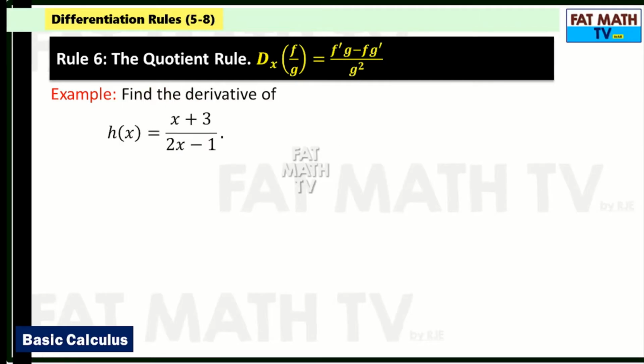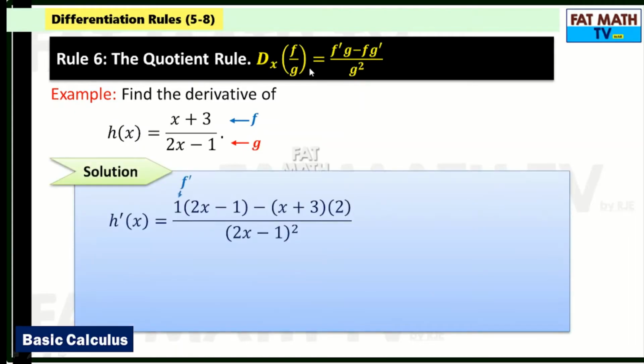For example, you're asked to find the derivative of h of x equals x plus 3 over 2x minus 1. So the numerator here is x plus 3, that is our f. And the denominator is 2x minus 1, that is our g. So in applying this quotient rule, you really need to memorize the formula. Okay, the derivative of the numerator, derivative of x is 1.